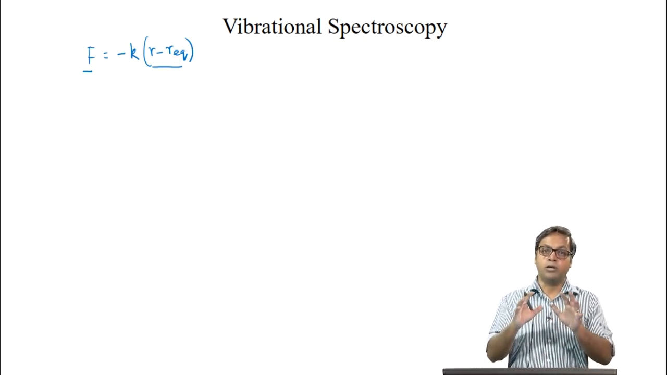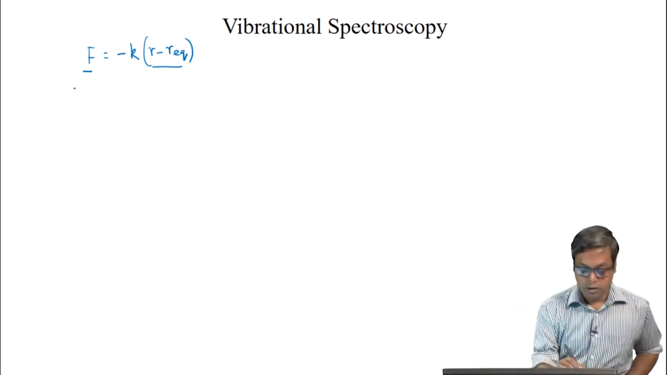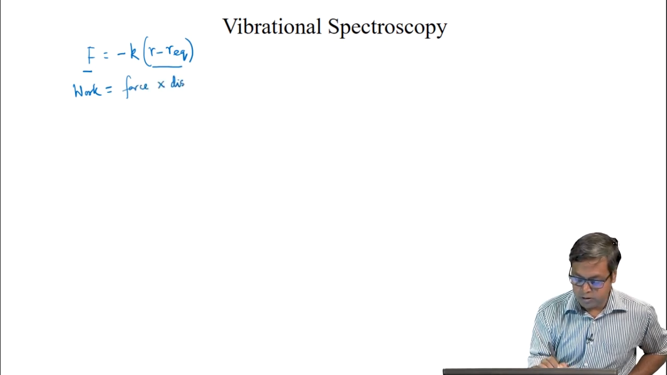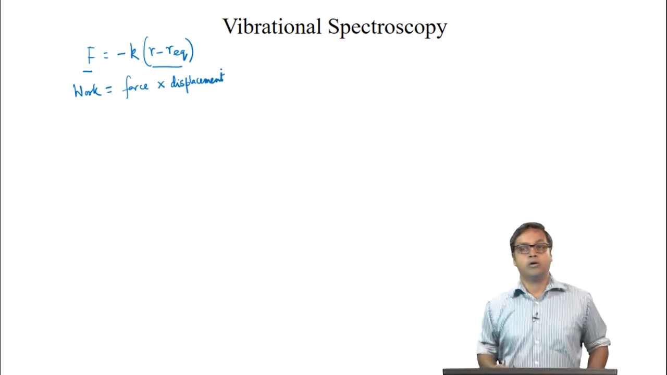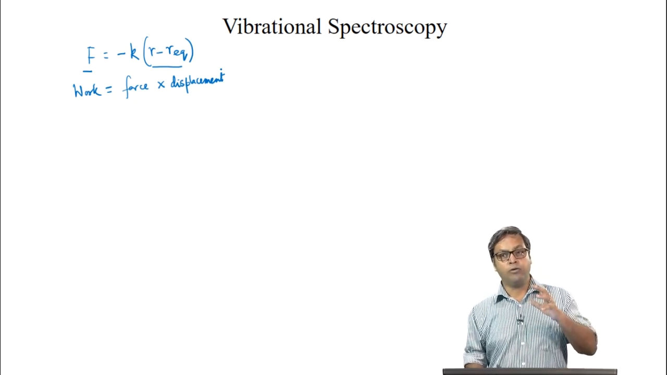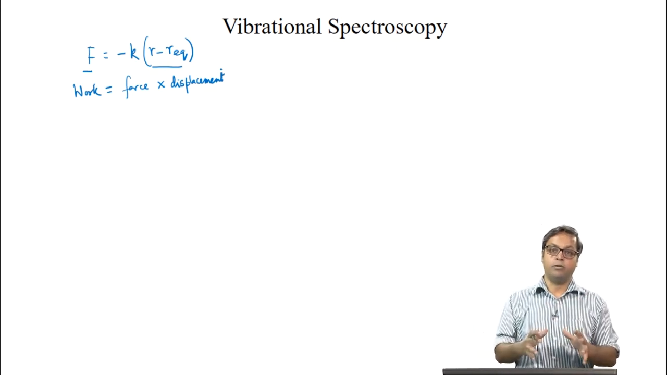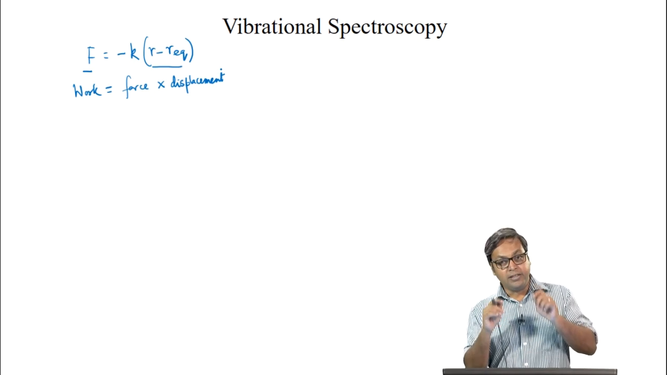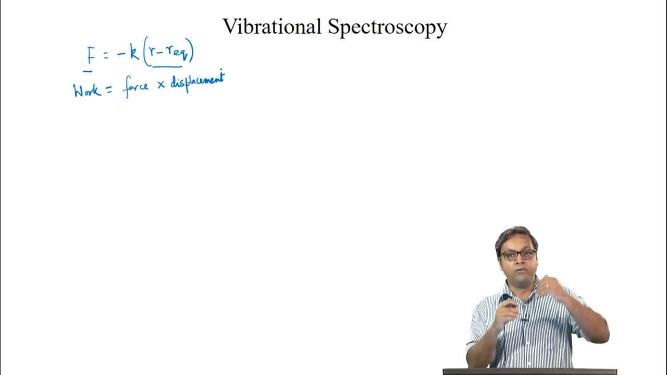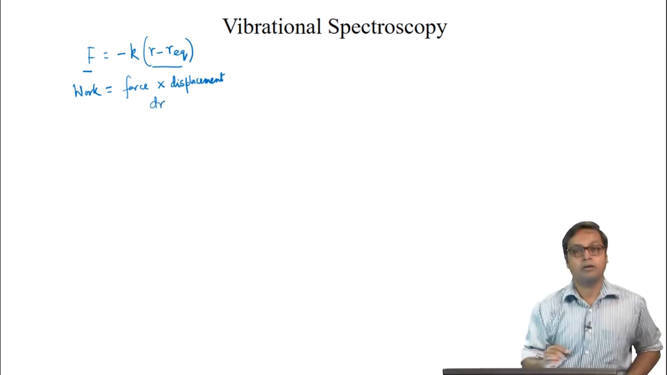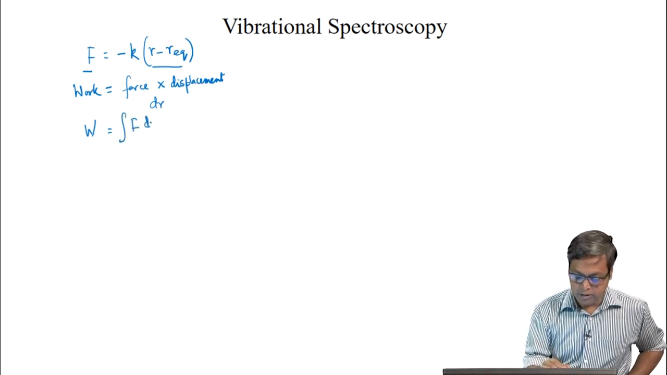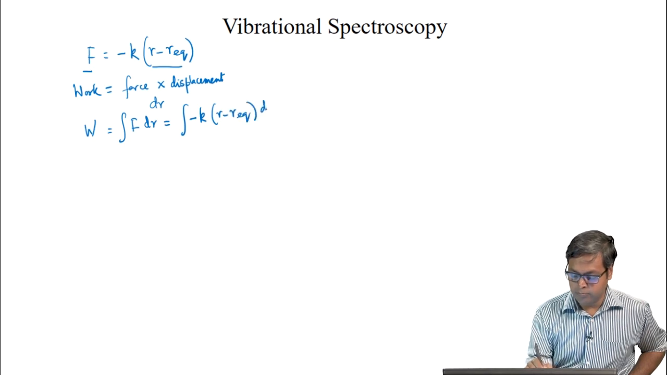Now, let us focus on the work done in the system. We know work is force times displacement over the entire displacement range. So, the amount of work is actually the area under the curve that can be obtained from the plot of force versus R minus R equilibrium. And we can find this area by integrating the force over infinitesimally small distances, let us say dr. So, we can write work done equals integration of f dr, and now we put f as minus k (r minus r equilibrium) dr.